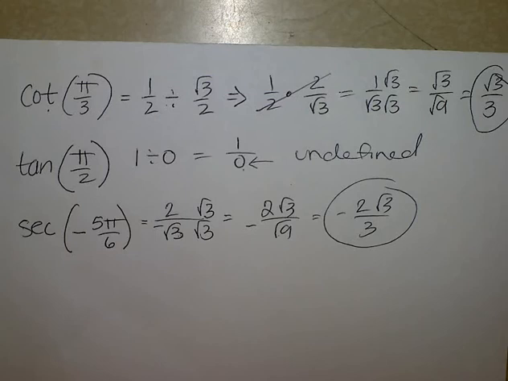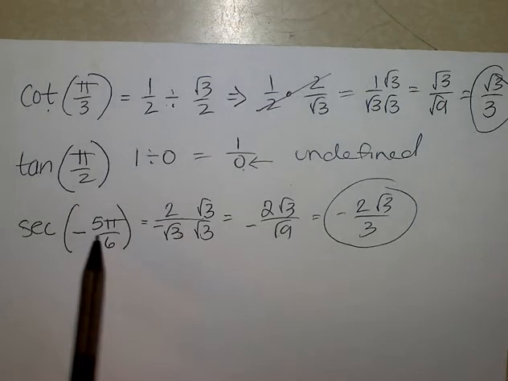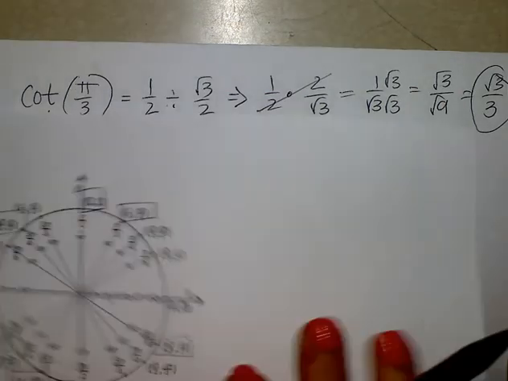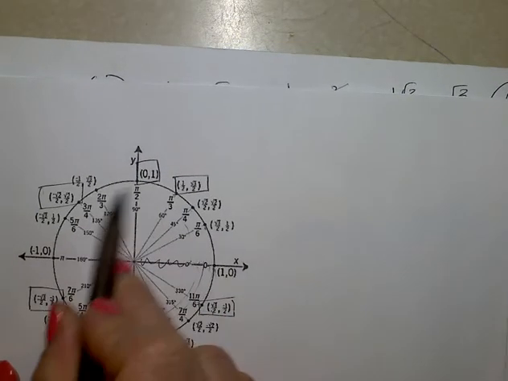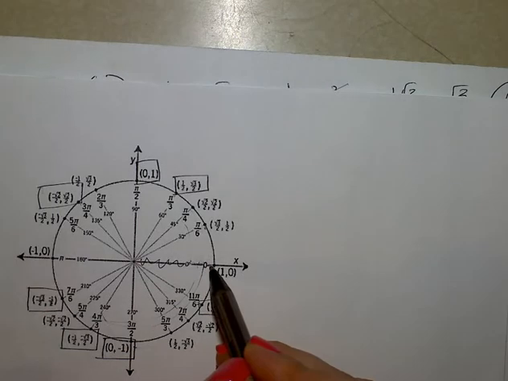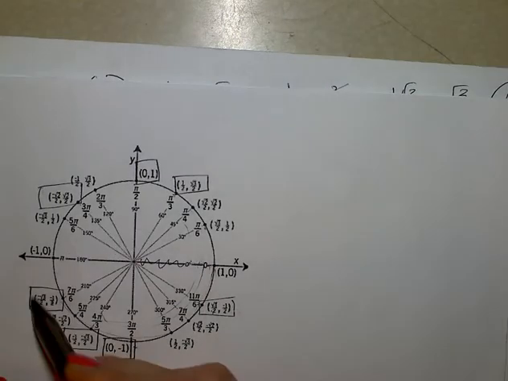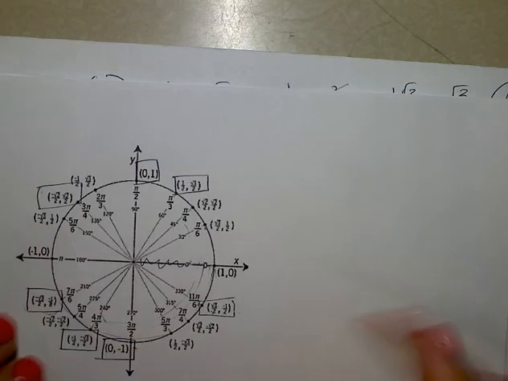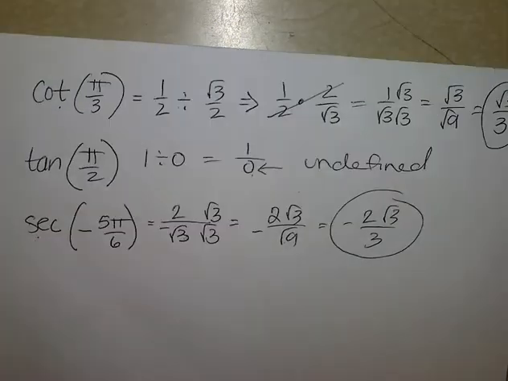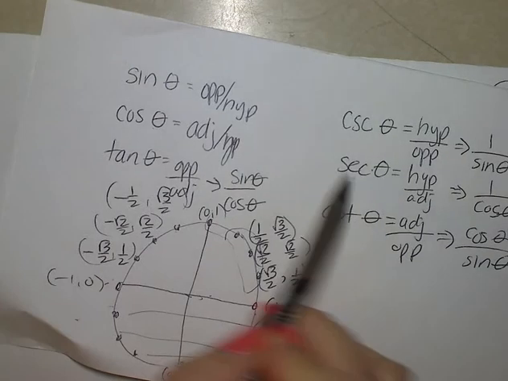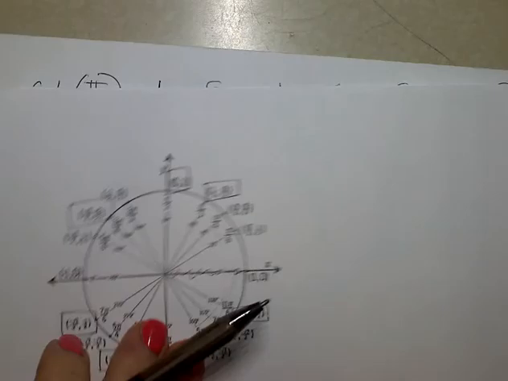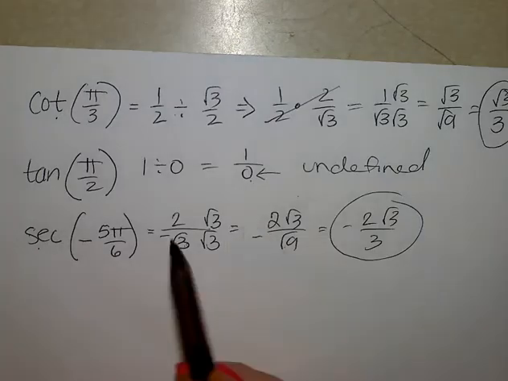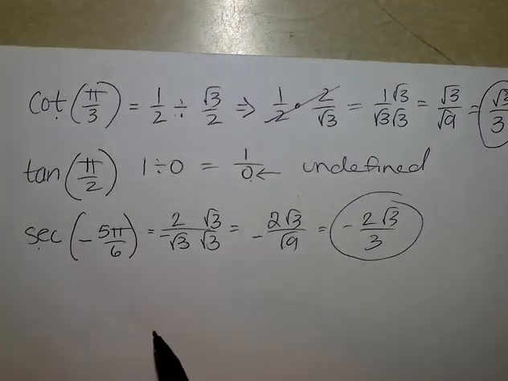Okay, so I'm identifying negative 5 pi over 6 on the unit circle. Positive 5 pi over 6 is 150 degrees counterclockwise. So I'm going to go opposite, clockwise 150, and I end up right here. Do you recognize that? And then secant is the reciprocal of cosine. So I'm going to find the cosine, and then I'm going to flip it. The cosine here is negative radical 3 over 2, so it's going to be negative 2 over radical 3. And then I just work through it to make sure there's no radicals in the bottom. Okay with that? Great questions.